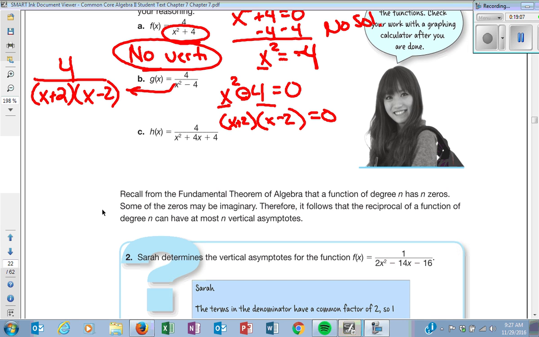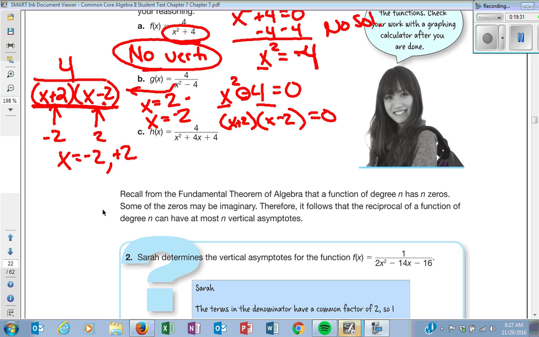And what numbers would make this 0? Well, a -2 would make that factor 0, and the whole denominator would turn to 0, or a +2 would make that factor 0, which would turn the whole thing to 0. So x equals -2 or +2. That means I actually have two vertical asymptotes for this question. x equals 2 is one of my vertical asymptotes, and x equals -2 is another vertical asymptote.